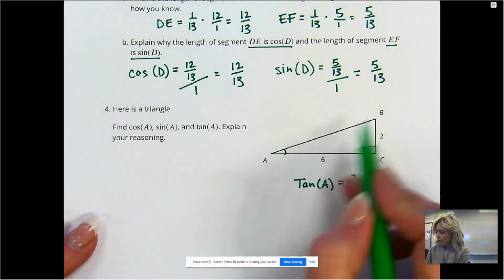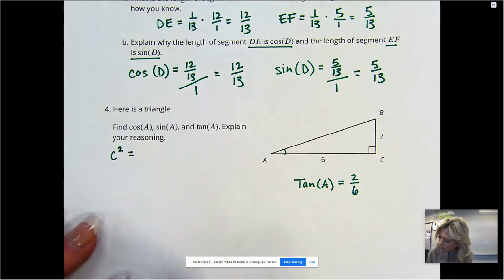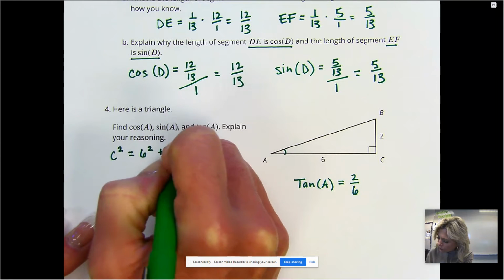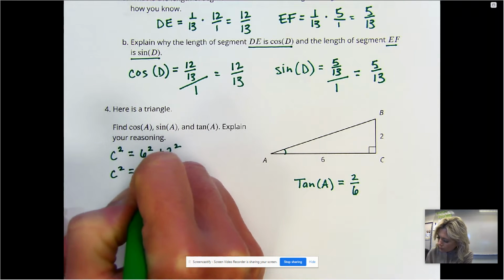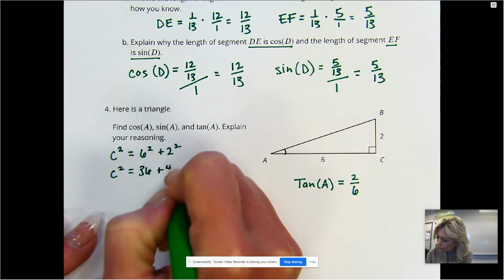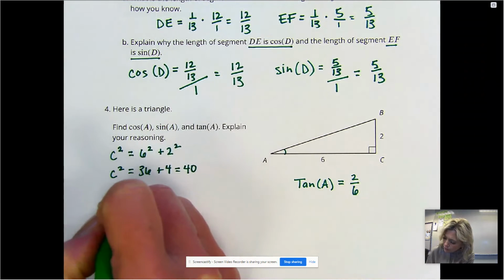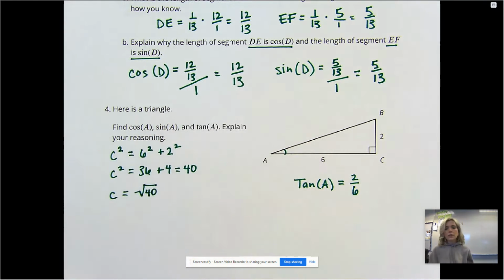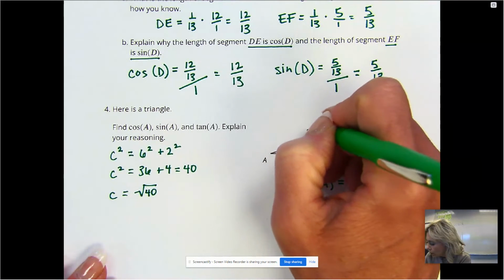So the hypotenuse of this triangle, I'm going to call it c squared, is equal to 6 squared plus 2 squared. That's 36 plus 4, and 36 plus 4 is 40. So c is equal to the square root of 40. We can just leave it like that because 40 is not a perfect square, so may as well just label this the square root of 40.